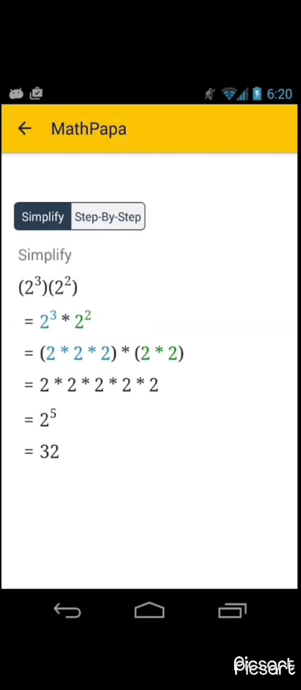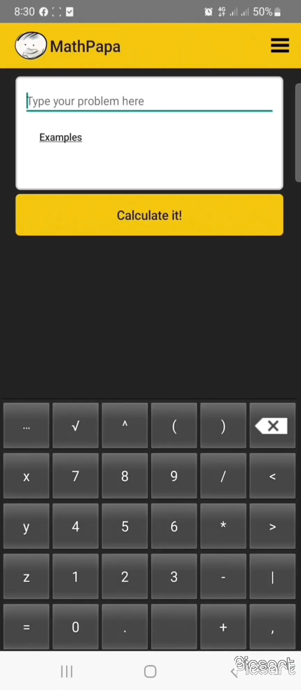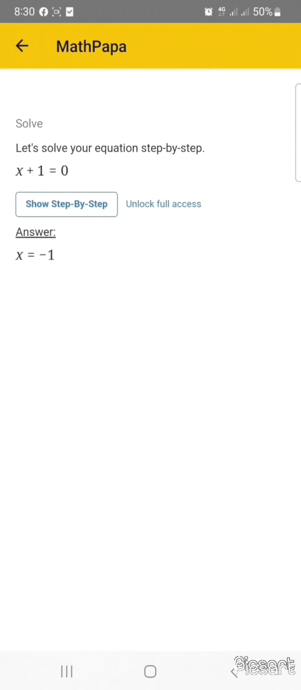So how do we use this app? This app is very easy to use. First thing is we have to open the app. For example, x plus 1 equals 0. To solve for this one, simply click calculate. Then, there it is. The answer is x is equal to -1.